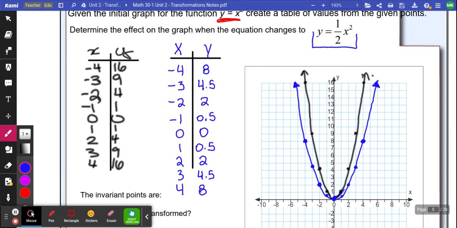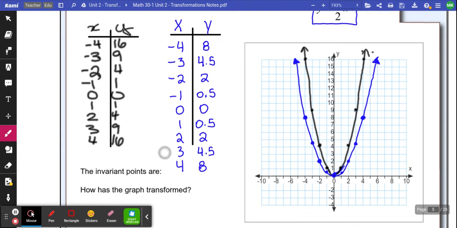Fantastic. So we got these two graphs. We got y equals x squared, just this basic black one. And then we got y equals 1 over 2x squared, that blue one that we just drew together. Let's answer some questions about these graphs. And then how have these graphs actually changed? Like what's actually happened here? First, let's talk about a term that you should have remembered from last year. It's called invariant points. What's an invariant point? Throwback to Math 20-1.